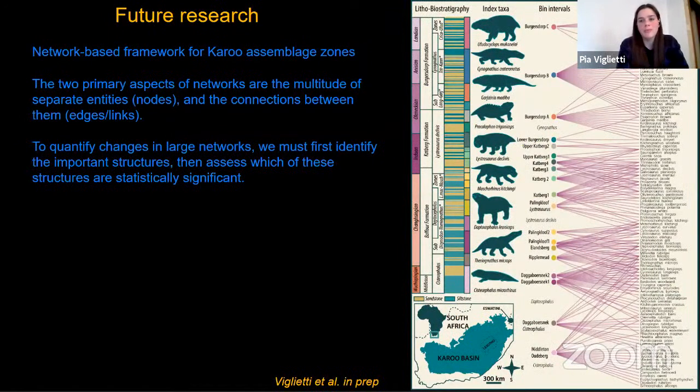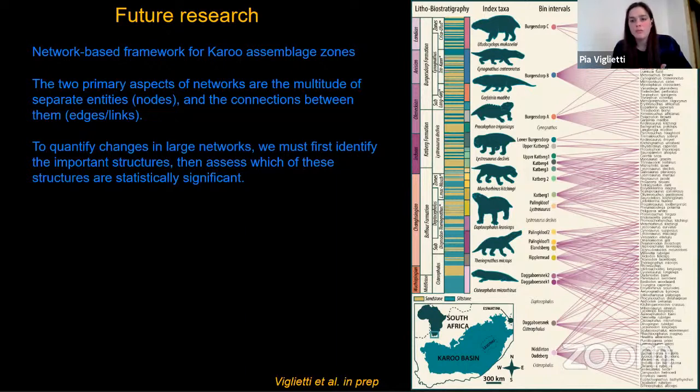So now I just wanted to end off my talk by briefly discussing some of my future research avenues that apply my bin interval approach to other research questions in the Karoo. One of these relates to the Karoo assemblage zones themselves. The rich fossil record shows a lot of qualitative data that support the presence of these assemblage zone communities that change over time.